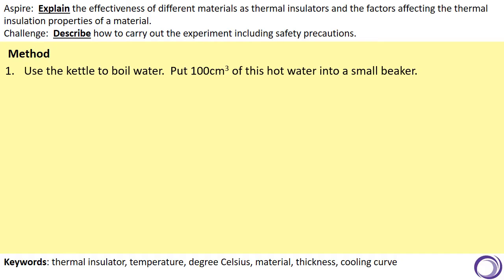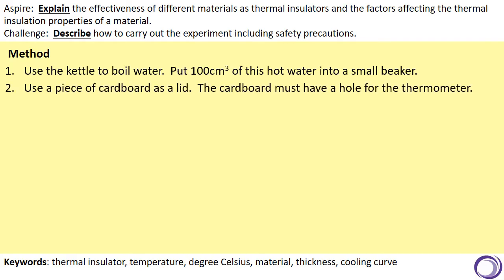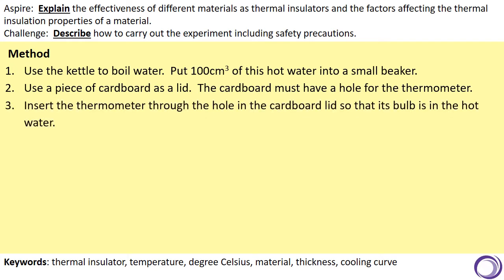When I do it, I use a little conical flask. It just makes the lid a little bit easier because you've got a smaller surface area on the top. Piece of cardboard as a lid. Need a hole in the cardboard for your thermometer. Thermometer goes through. Make sure that the thermometer bulb is inside the hot water and not over the top of it.